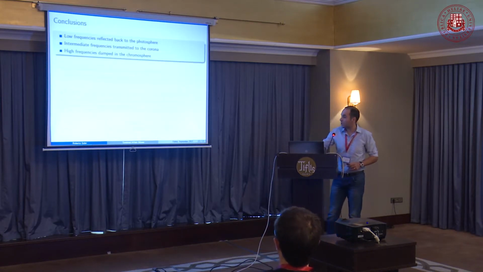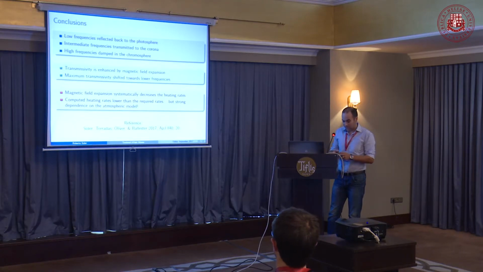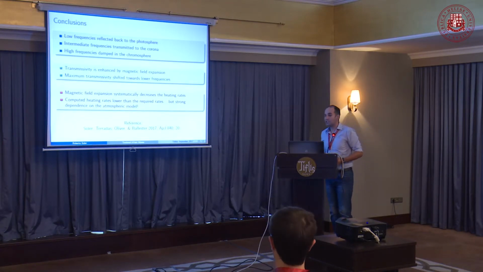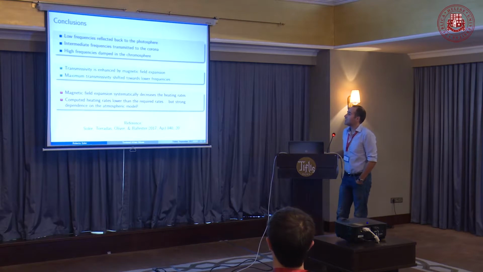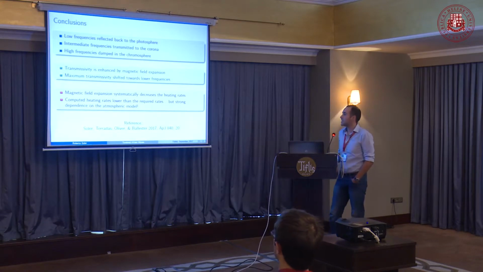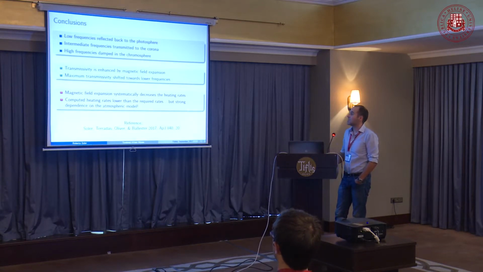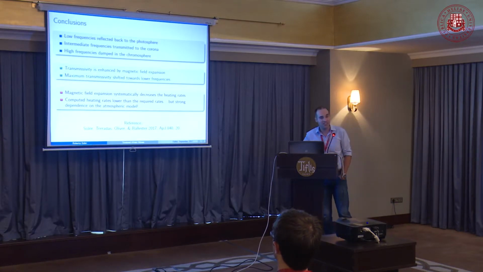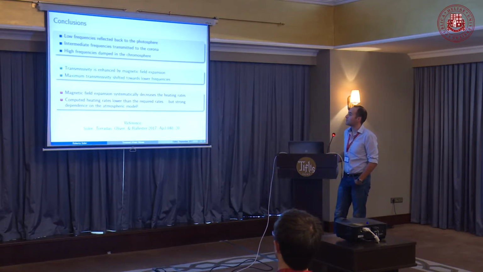So these are my conclusions. First, regarding the reflection and transmission of the waves, it seems that there are 3 different propagation regimes. Low frequencies are reflected back to the photosphere, intermediate frequencies are efficiently transmitted, and the energy of high frequencies is deposited in the chromosphere.